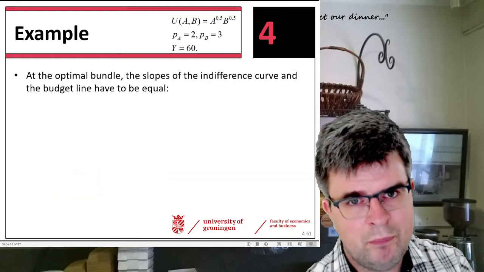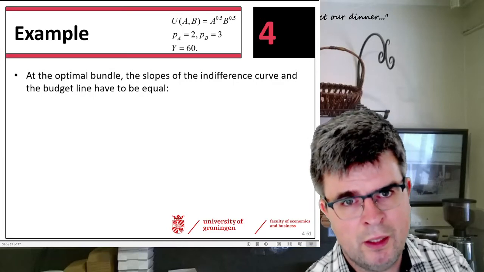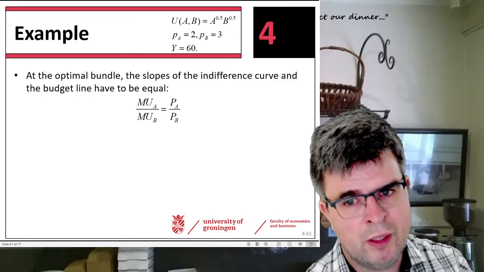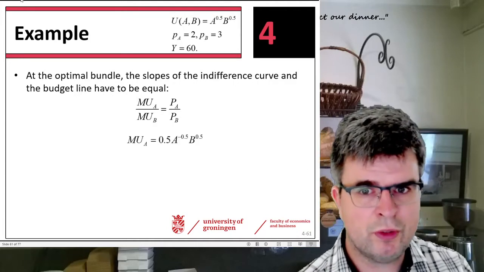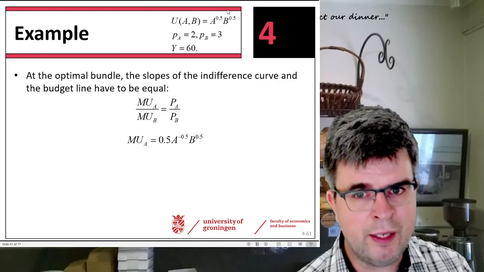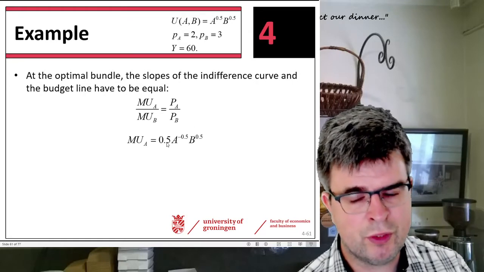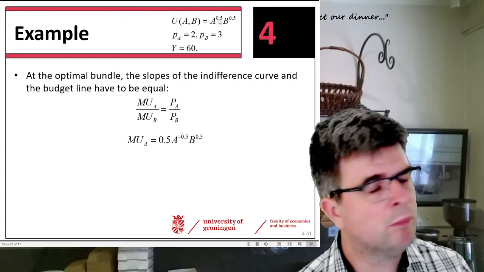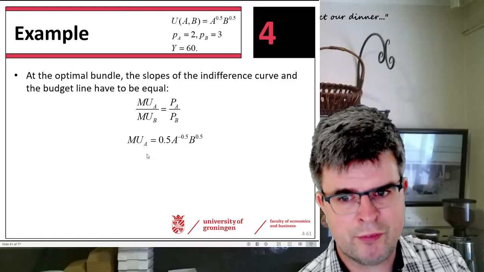At the optimal bundle, the slope of the indifference curve and the budget constraint have to be equal. So we need to have that the marginal utilities are equal to the price ratio. We know from our utility function that the marginal utility of A is identical to taking the derivative of the utility function with respect to A. So plugging the 0.5 in front of the functional form, then reducing the power by 1, 0.5 minus 1 is minus 0.5, times b to the power 0.5.